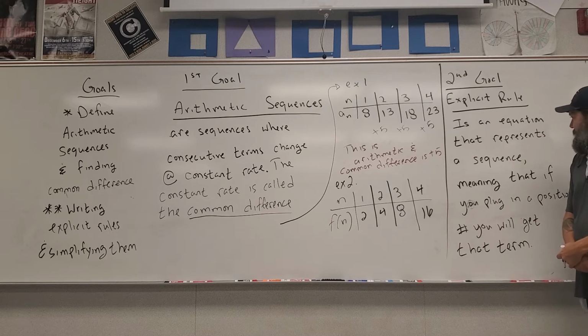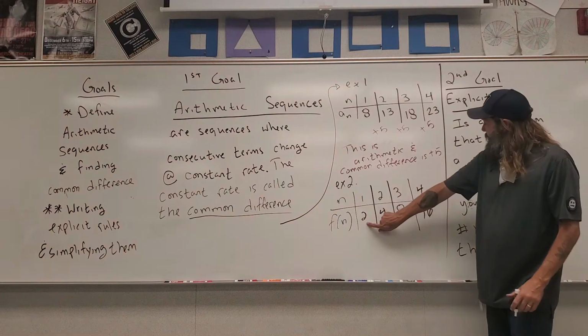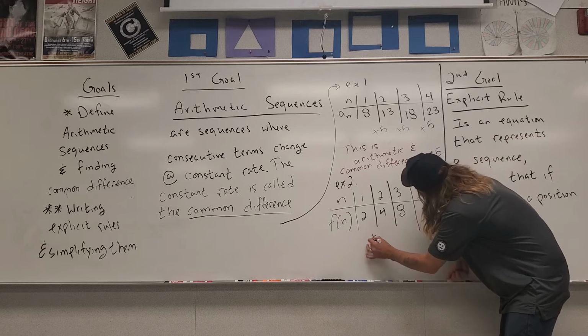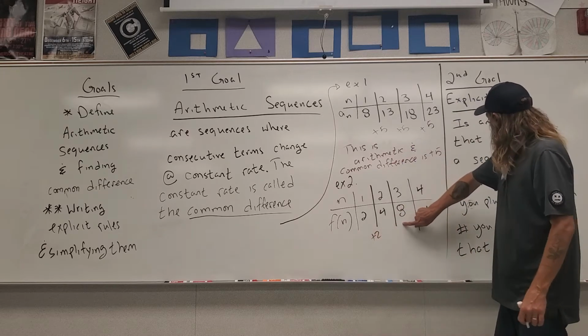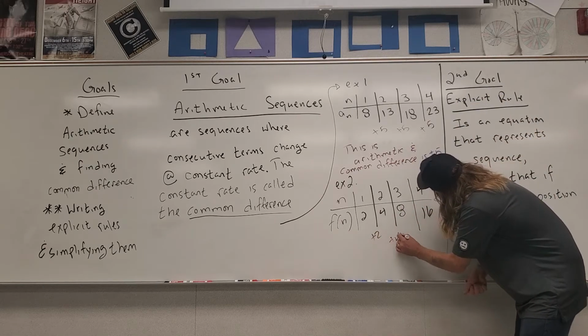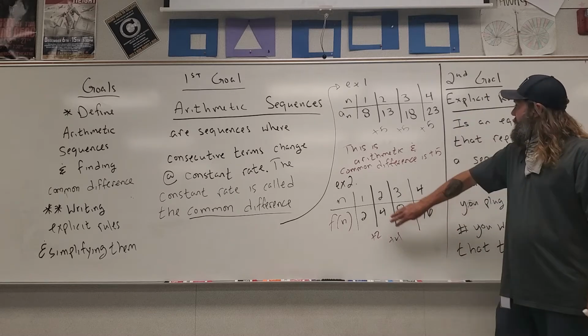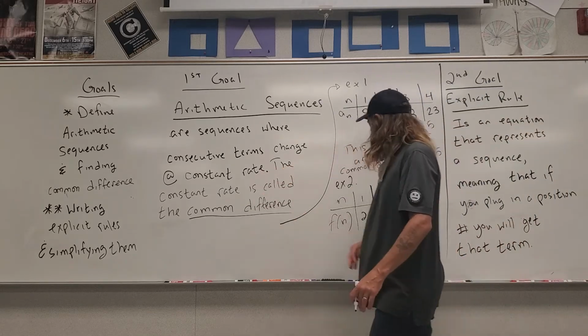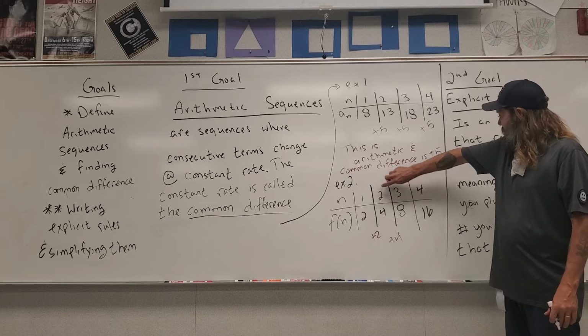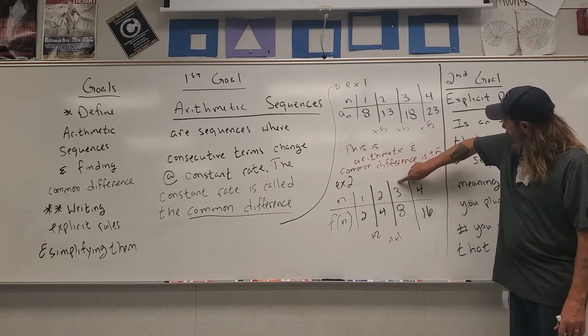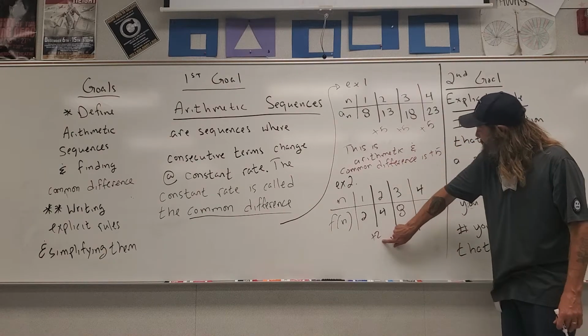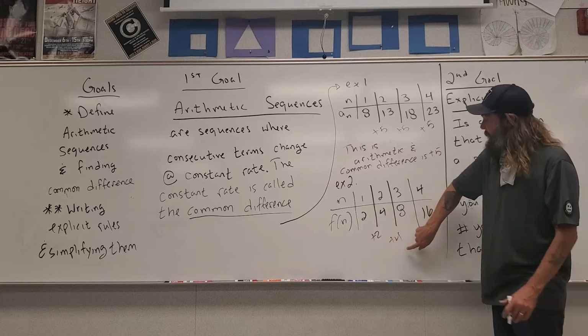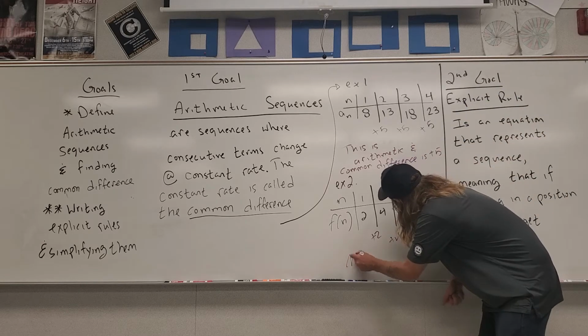Okay, let's look at example 2. 2 turns into 4 by adding 2. 4 turns into 8 by adding 4. Right here, I know right off the bat that this cannot be arithmetic because the change is not constant. The amount that term 2 needed to turn into term 3 was 4. That doubled what the previous 2 terms needed. So this one is not arithmetic.